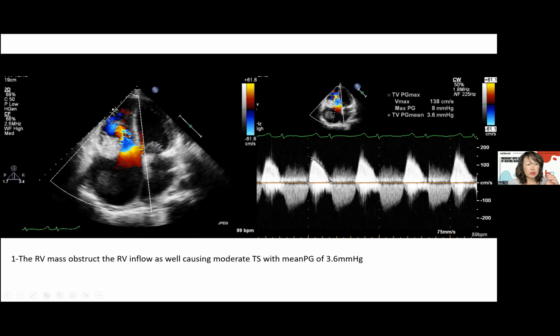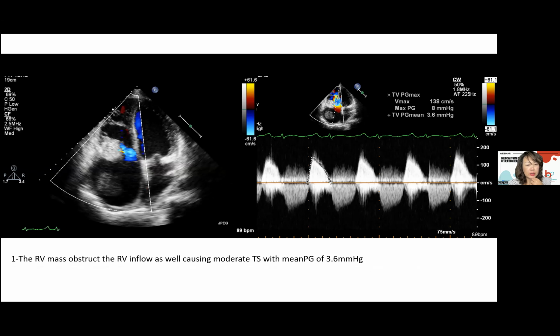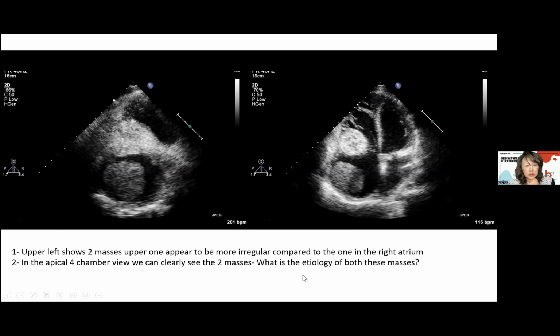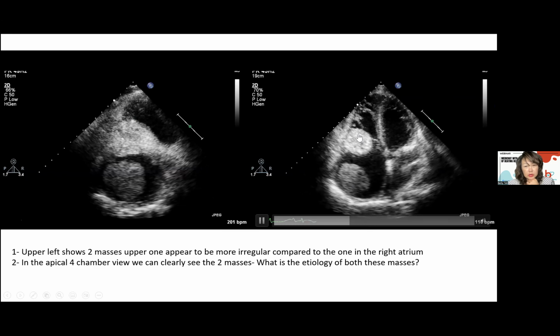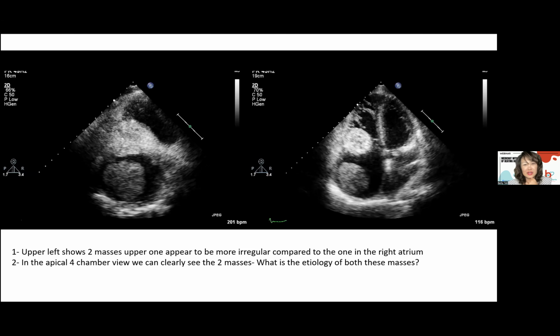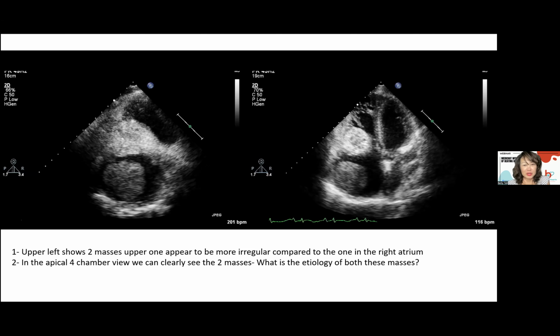Anyone who wants to answer? Anyone want to give a guess? What do you think about this mass and this mass? So here, Dr. Aslanif already kind of suggested one mass is actually the angiosarcoma. But what do you think the other mass is? Anyone?